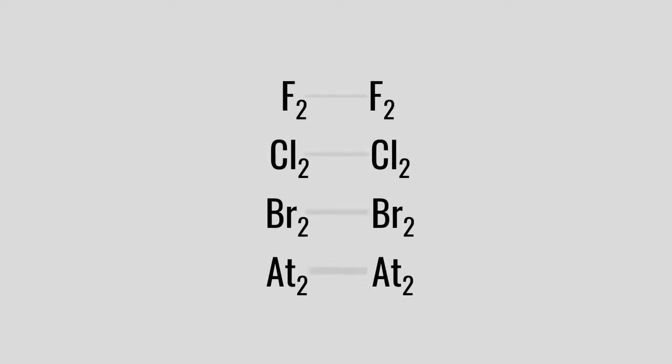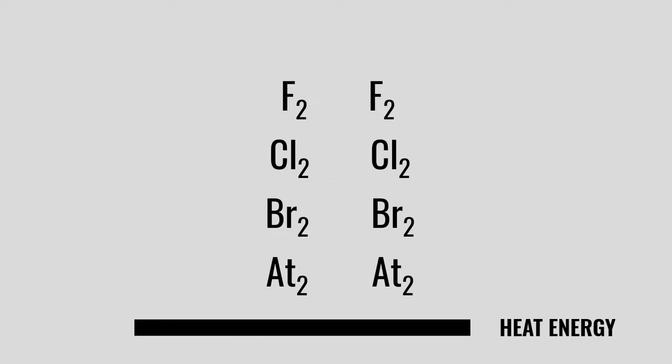The reason for this is that the elements further down group 7 have stronger intermolecular forces. When a chemical melts or boils, it is because it is breaking some of these intermolecular bonds. This means that the further down group 7 you go, the more energy it takes to break these intermolecular forces, and therefore the temperature needs to be higher to allow it to melt or boil.